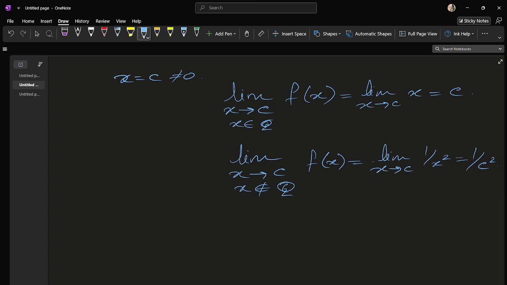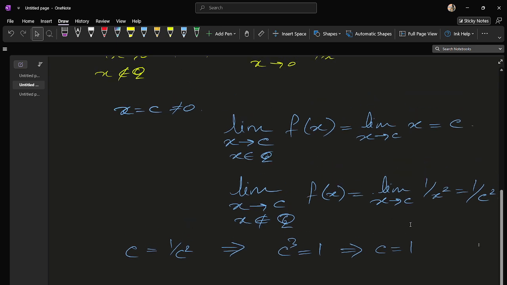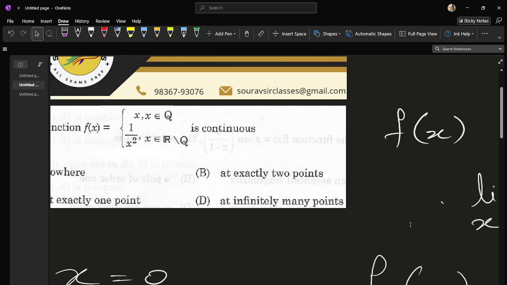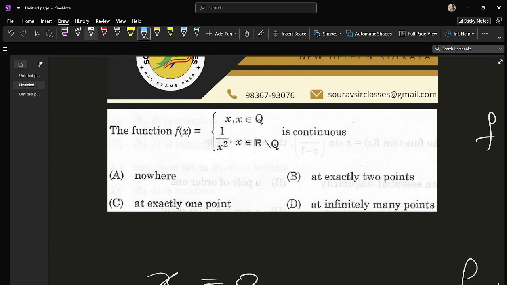So c equals 1 by c square. Then we can write that c cube is equal to 1, and this gives us 3 roots: 1, omega and omega square. As we are not in the complex plane, there is no need to bother about omega and omega square. So c will be 1. So only at one point is our function continuous. So we can write that at exactly 1 point our function will be continuous, and the point is 1.